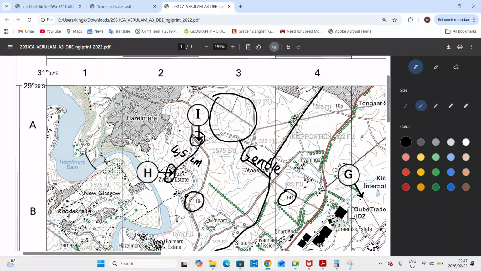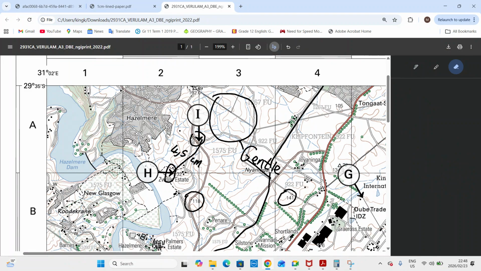Okay, we will do a different video where we're calculating gradient using a contour line and a landmark, or a trig beacon and a landmark, and see how that works. So these two spot heights that we have here, spot height number 118 and spot height number 141, these will make up your vertical interval.